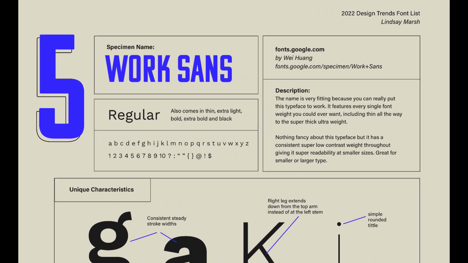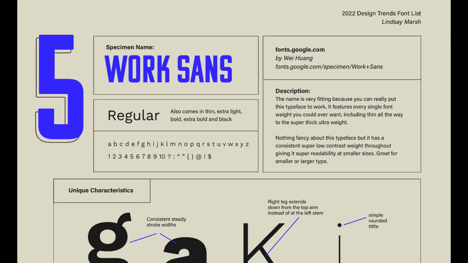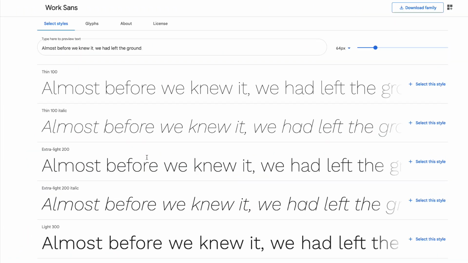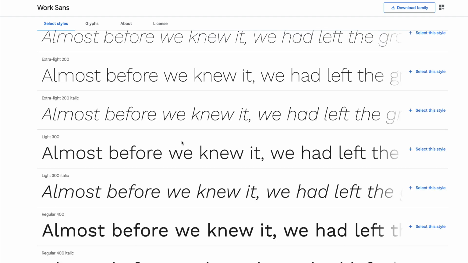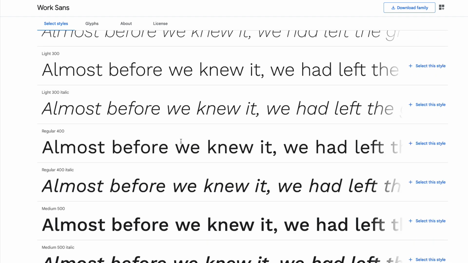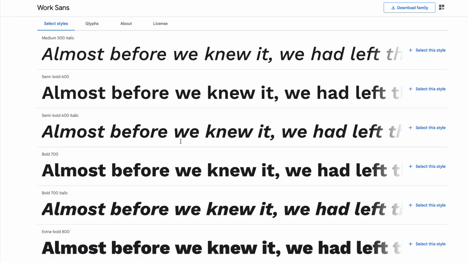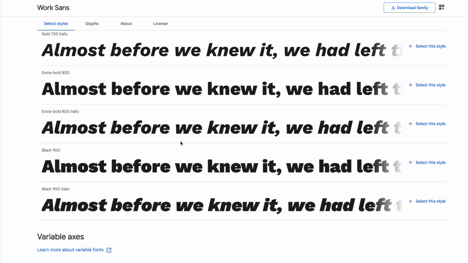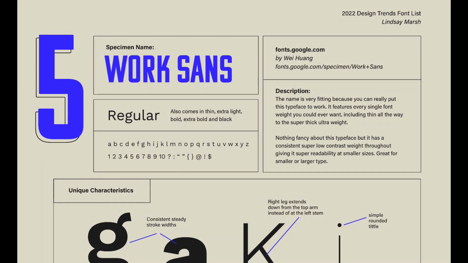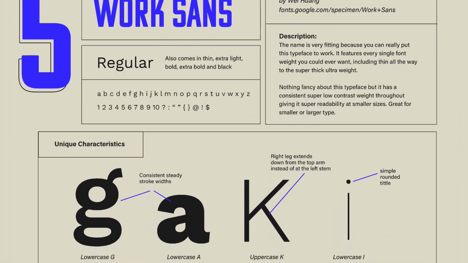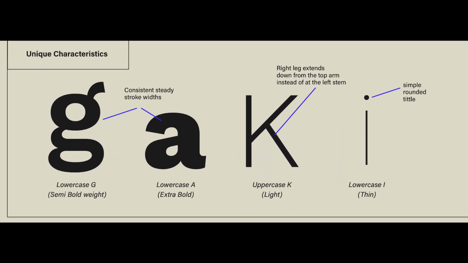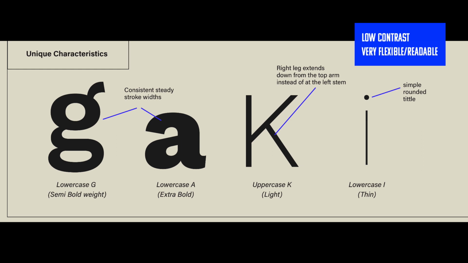The name is very fitting because you can really put this typeface to work. It features every single font weight you could ever want, from thin all the way up to a super thick ultra weight. So this is one of the few in this list that you can use for small type, large type, any type. It's not just a display type. You can use it for the small legal copy at the bottom of a page. It's very readable. There's nothing fancy about this typeface, but it has a consistent, super low contrast weight throughout, and that gives it super readability at small sizes.